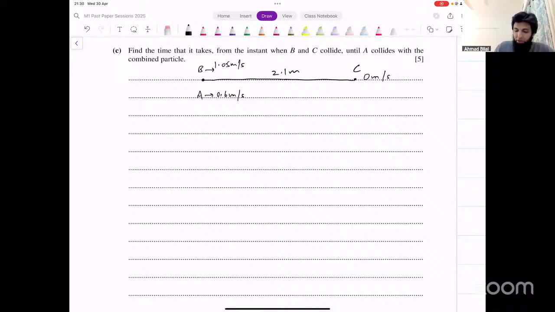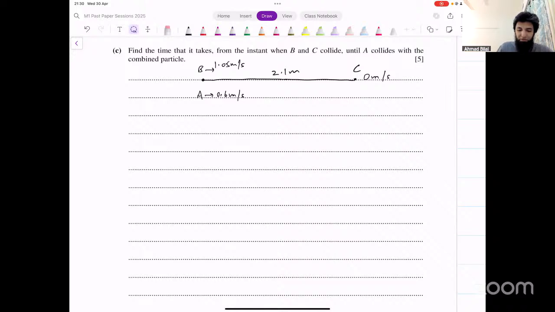Okay, so from the instant when B and C collide until A collides with the combined particle. Now, B goes towards C and it collides with C. How much time does that take? We need that because we also need to figure out how much A has moved to the right in that time, right? Otherwise we would not know the position for A at that instant when the collision between B and C happens. So we first need to figure out how much time it takes for B to reach that point. Can we find that?